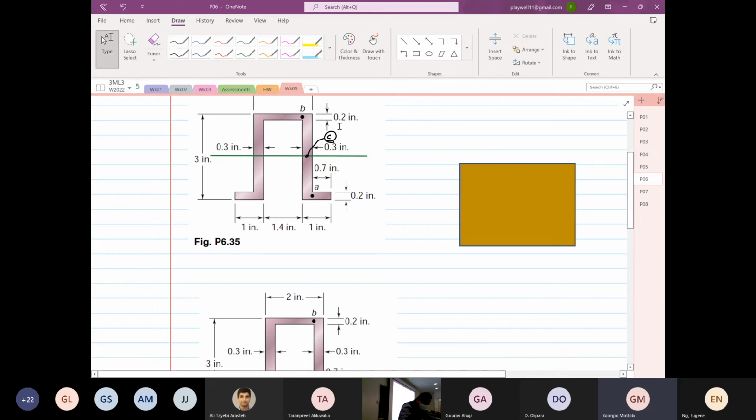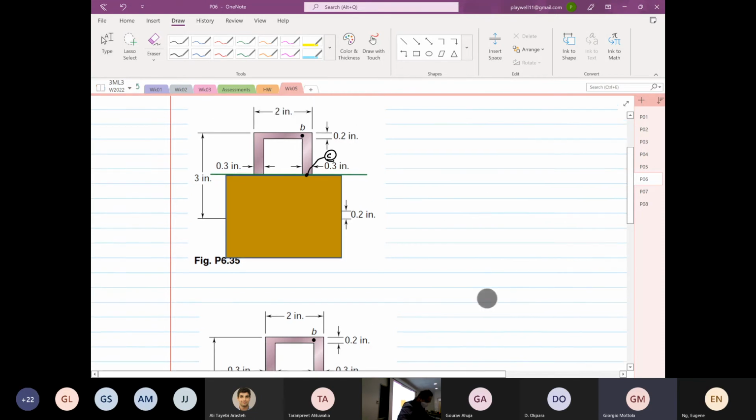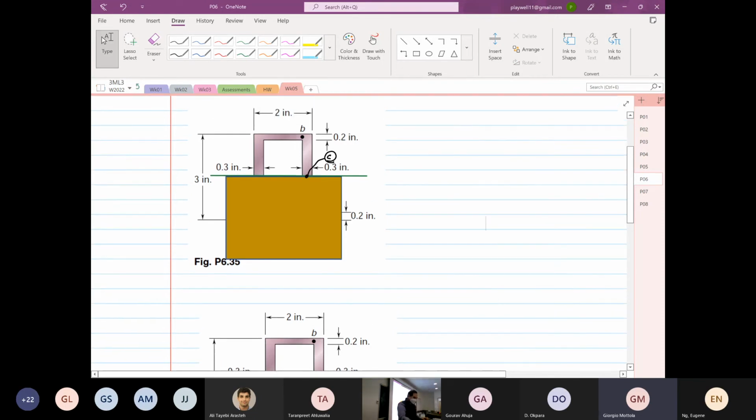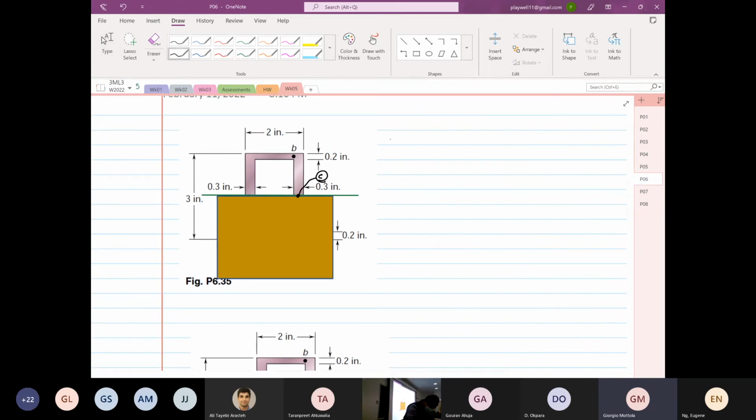Okay, so now we want to find what's going on at point C. Okay, so I'm going to do point C at both ways. I'm going to do the top. Okay, we're going to analyze point C from the top. Okay, so point C, and we also know that now this is a box beam analysis.